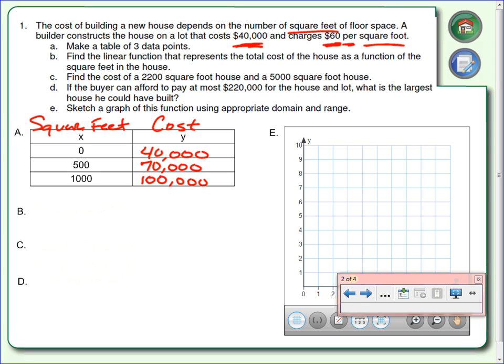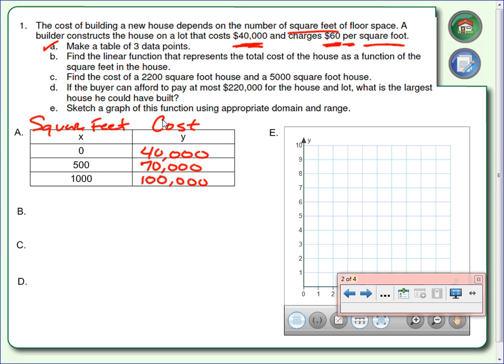So again, what we've just figured out is what the total cost would be if we had no home, a 500 square foot home, and a 1,000 square foot home. So we've just completed part A. We just completed a table that has 3 data points. So we can check that off our list. We did part A. Now let's go over to part B.